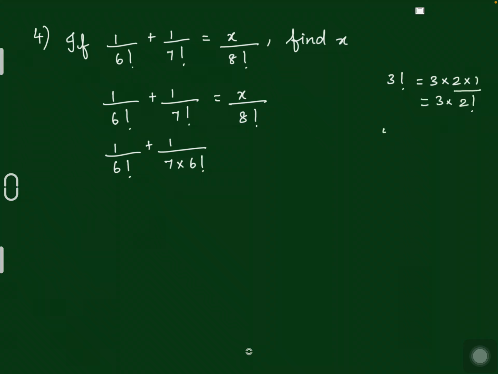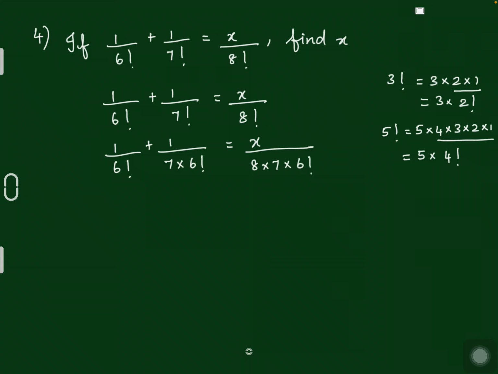Similarly, you know 3 factorial, for example, can be written as 3 into 2 into 1, that is 3 into 2 factorial. Similarly, 5 factorial can be written as 5 into 4 into 3 into 2 into 1, that is 5 into 4 factorial. Similarly, 7 factorial can be written as 7 into 6 factorial. So, x by 8 factorial can be written as 8 into 7 into 6 factorial. Yes. So, here 6 factorial in the denominator is common.